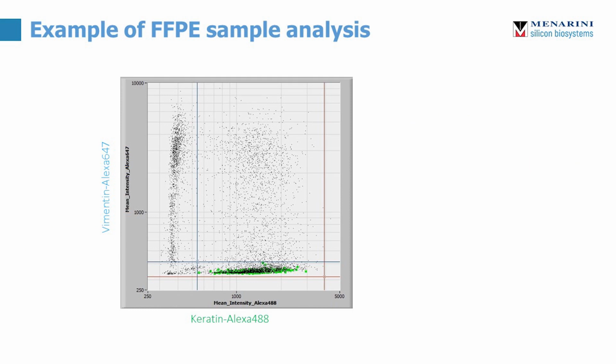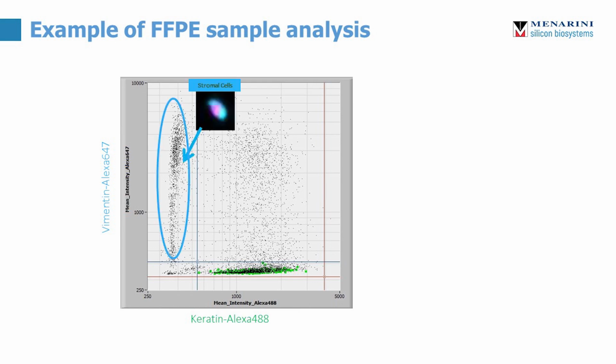This is an example of what this actually looks like on the instrument. This will seem fairly familiar if you're used to running flow cytometry, and we are looking at an XY scatter plot with two fluorescent parameters. Across the bottom on the x-axis, we have keratin staining with Alexa 488 labeled antibody, and on the y-axis, we have vimentin staining with Alexa 647. Each of these dots represent a cell, and they're given basically an intensity score based on their fluorescent parameters.